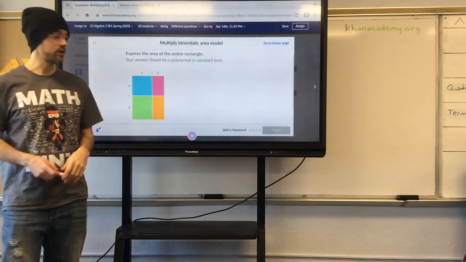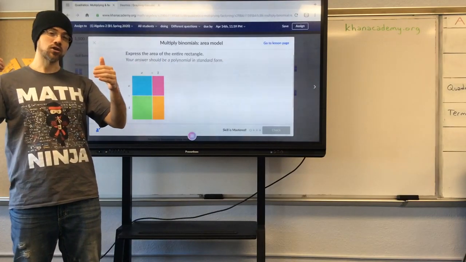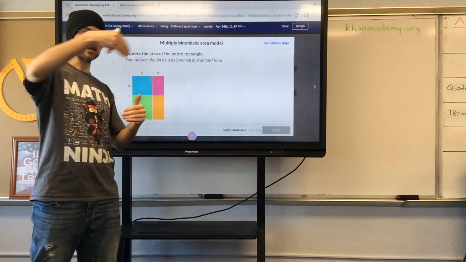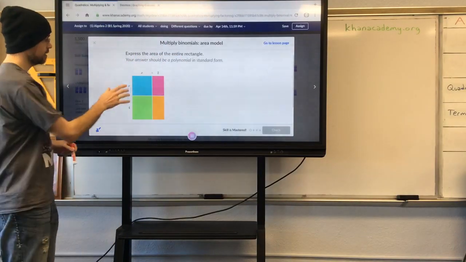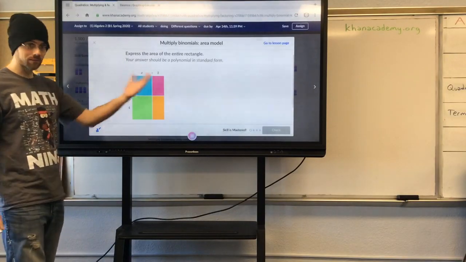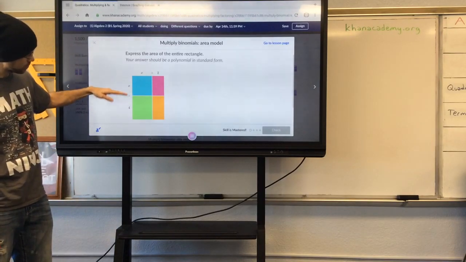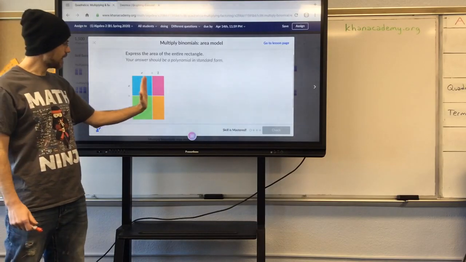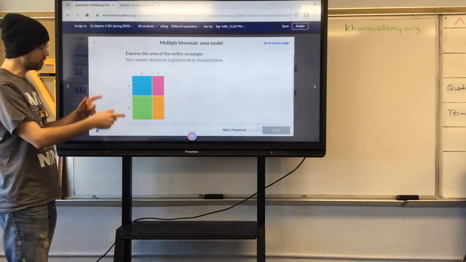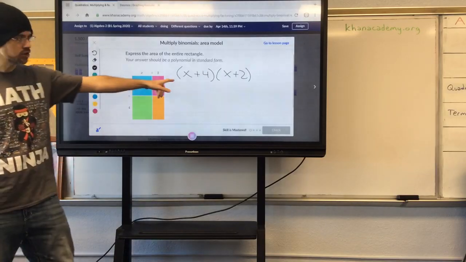A polynomial in standard form has the sum of the monomials, that's a polynomial, so that the first term has the highest exponent, and then the exponents descend from there. So we'll get to that. The area of a rectangle, you recall, is length times width, or height times width. Here we have this rectangle that's made of x plus 4 for the height, and x plus 2 for the width. So we can express the area as x plus 4 times x plus 2, like this.